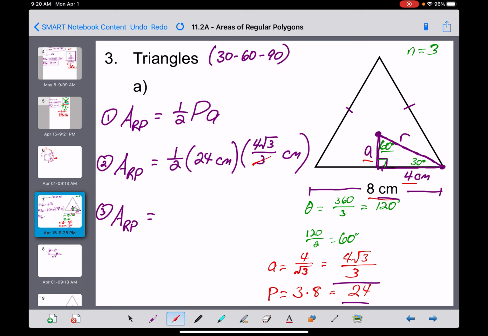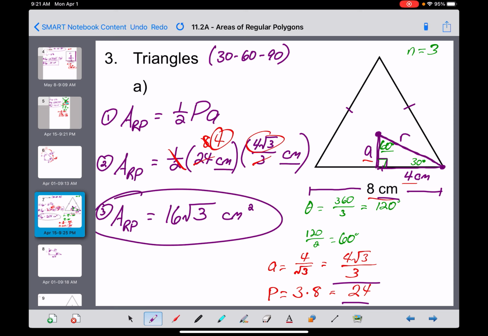What do I notice? The 3 and the 24, since that 3 is on the bottom, this is 24 divided by 3, which is 8. Half of 8 is going to get you a 4 right here. So then it's 4 times 4 root 3, and I think we're going to get 16 root 3 centimeters times centimeters is square centimeters, and that should be the area here, for example 3A. So that was our first triangle problem.